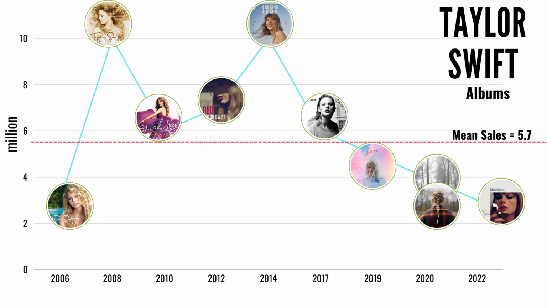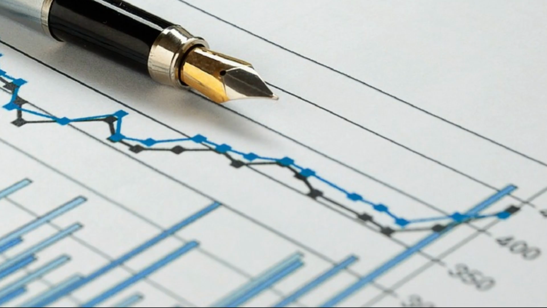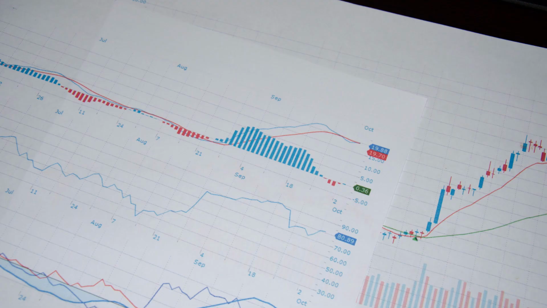The albums released around 2020, during the pandemic era, have lower sales compared to her earlier works. This could be attributed to the lack of touring opportunities and shifts in consumer behavior during that period. Still, those sales figures between 3 and 5 million are nothing to scoff at. This is just a taste of the story this chart tells. By understanding line charts, we can see the fascinating trends behind our favorite artists' careers.